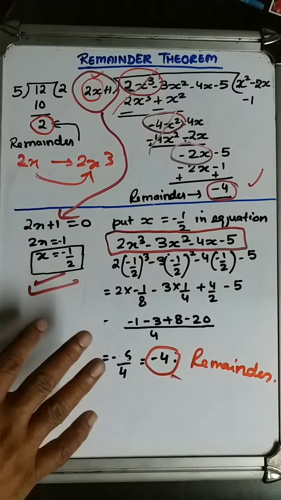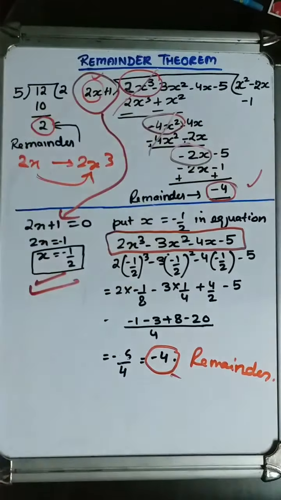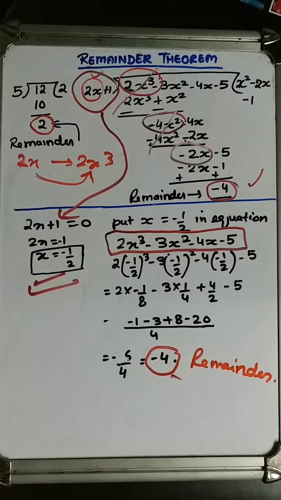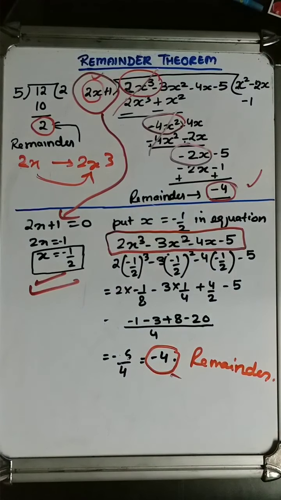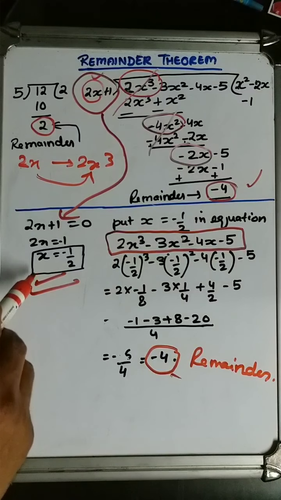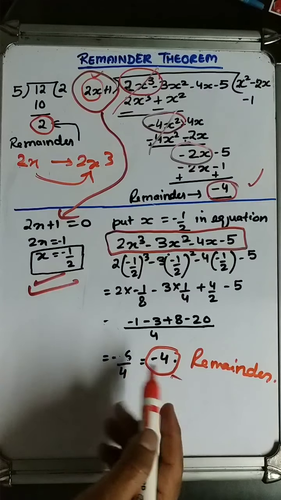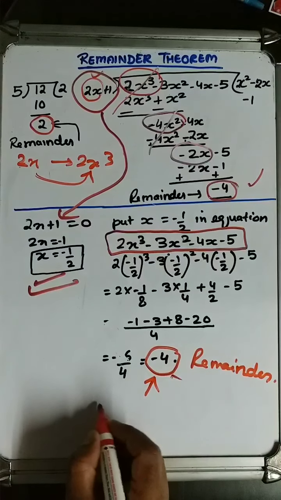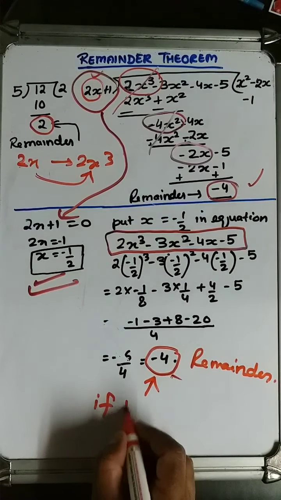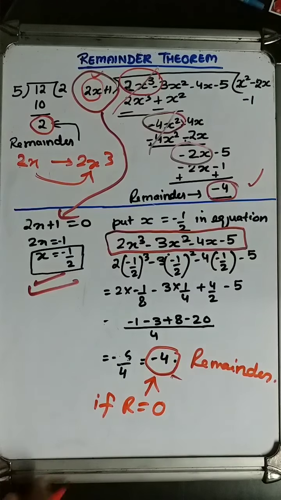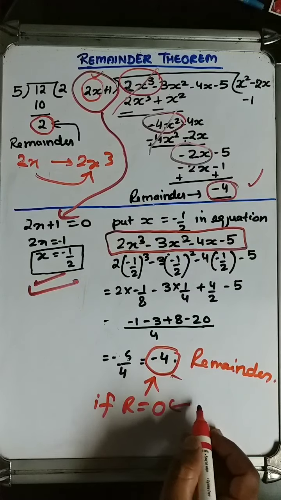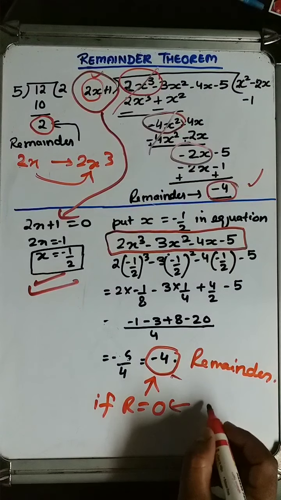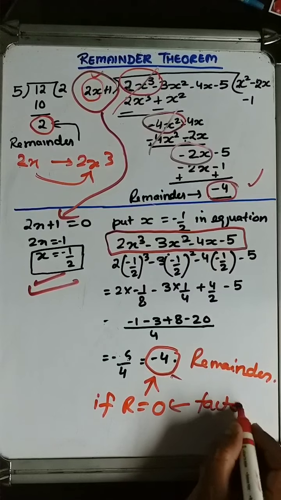So what is the remainder theorem? Not dividing the expression like this. Instead, just put the value in the given expression. And the continuation is that when we put the value in the given expression, if the remainder is 0, then it shows that this is a factor of the given expression.